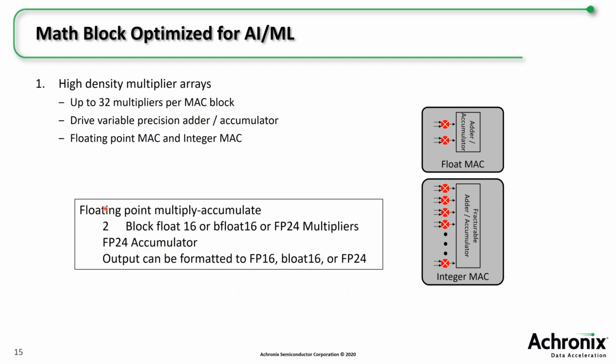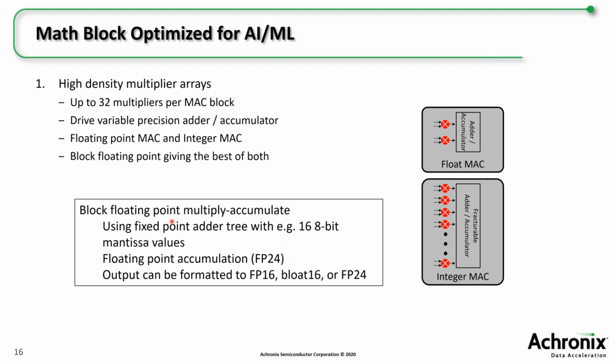We also support floating point applications as well. So bfloat16, FP16, and FP24. And that is very useful if you want the higher precision that you would get with true floating point. But then we have the block floating point that I introduced a few slides ago, which is effectively a combination of the fixed point arithmetic and the floating point accumulation.